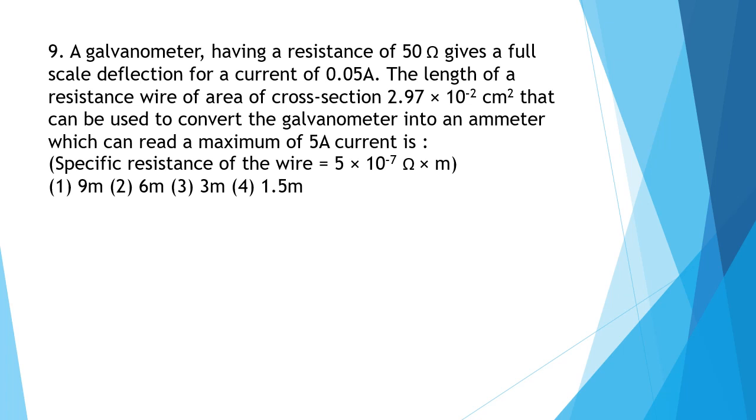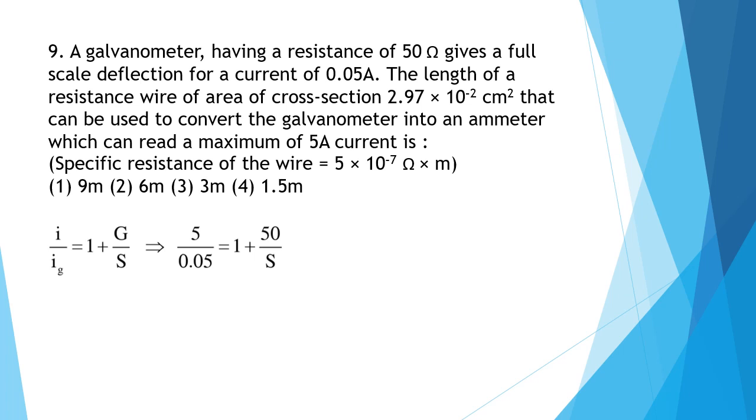Now in this type of questions we know that I by Ig is equal to 1 plus G by S. This is a simple formula which you need to remember. इस टाइप के सारे क्वेश्चंस आराम से सॉल्व हो जाएंगे उससे.